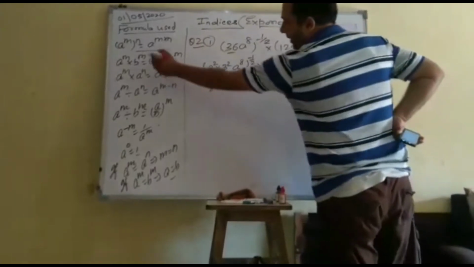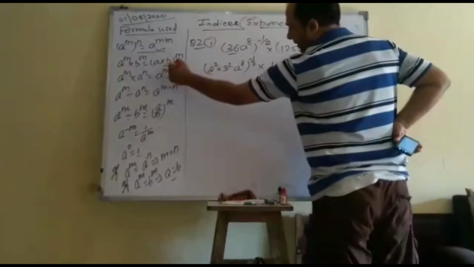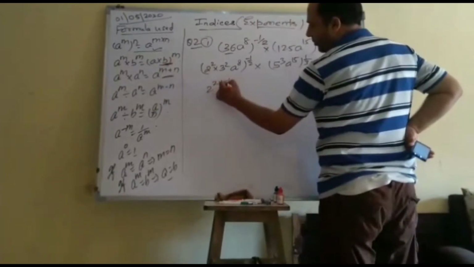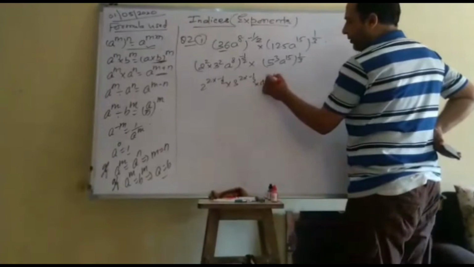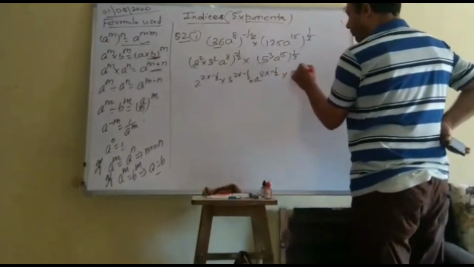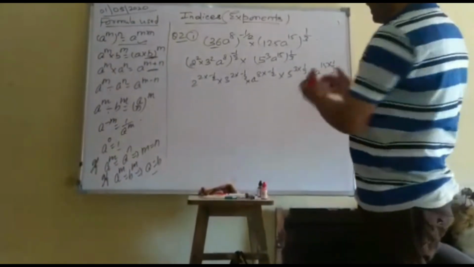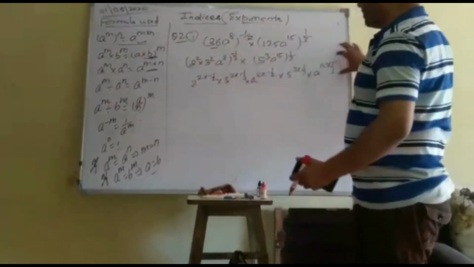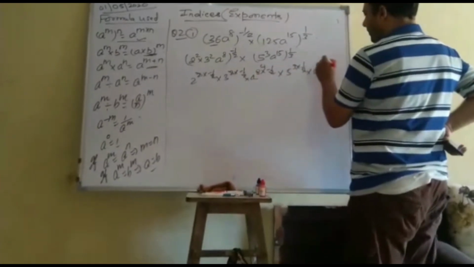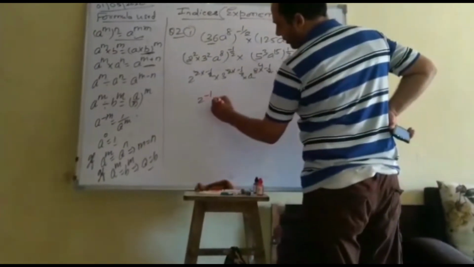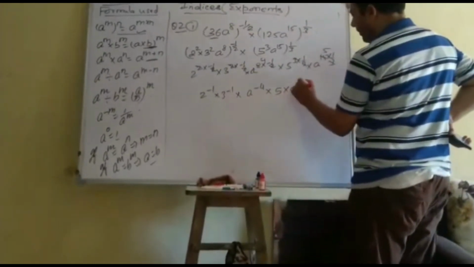Now can you apply this formula here? Can I separate this one separately? So 2 raised to power 2 into minus 1 by 2, 3 raised to power 2 into minus 1 by 2, into a raised to power 8 into minus 1 by 2, into 5 raised to power 3 into 1 by 3, into a raised to power 15 into 1 by 3. Look, what I did, I made it lengthy, but with the smallest terms. So cancel: 2 and 4 cancel, 3 and 3, 3 and 5. So 2 raised to power minus 1 into 3 raised to power minus 1, a raised to power minus 4, 5 into a raised to power 5.